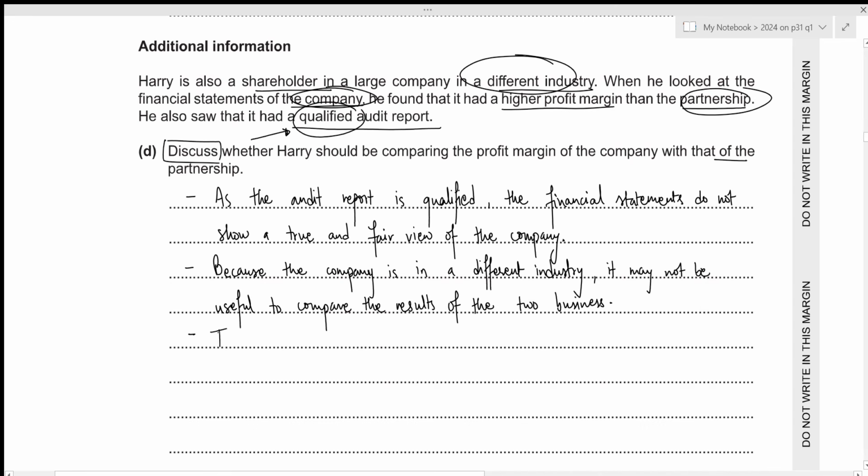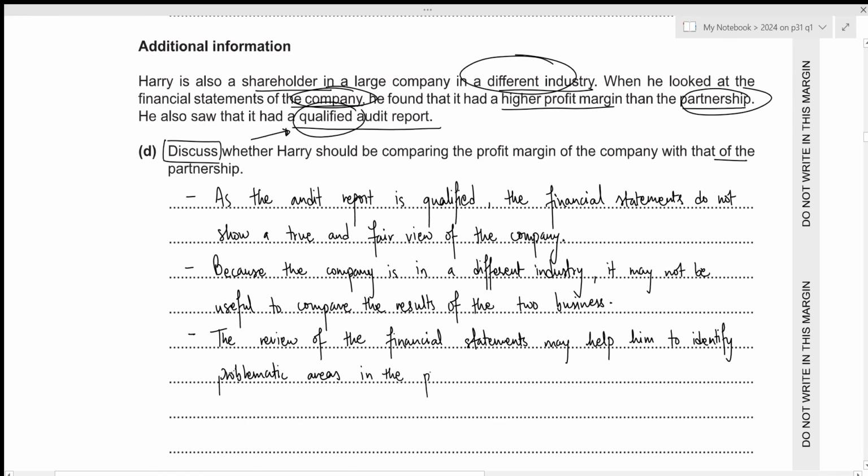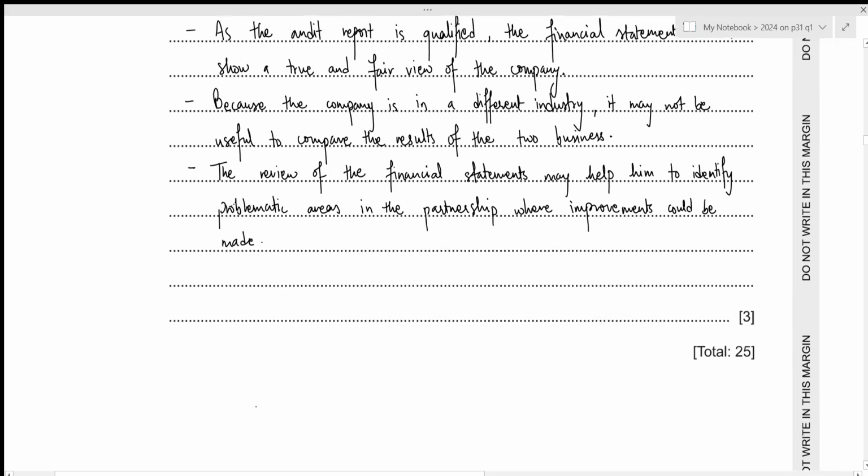Let's write it down. The review of the financial statements may help him to identify problematic areas in the partnership where improvements could be made. Okay, that is all for this part as well as the entire question.